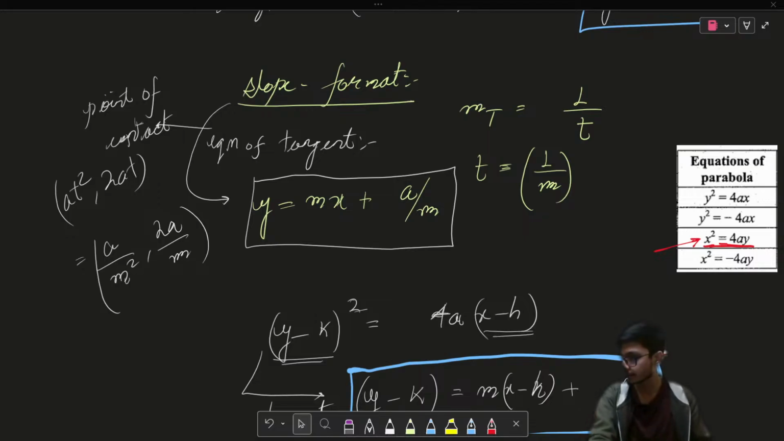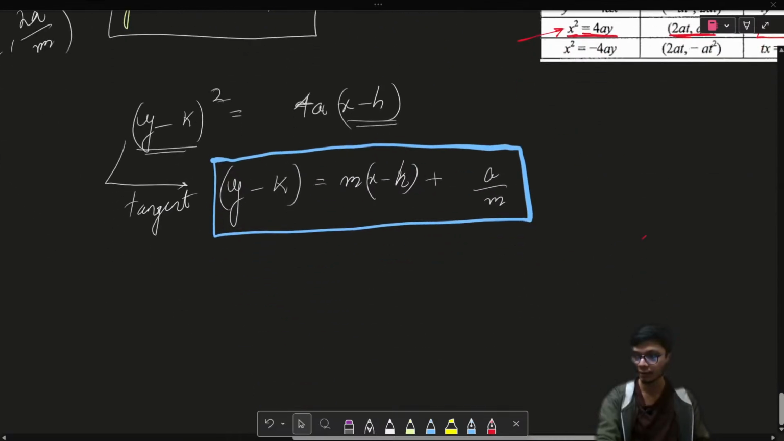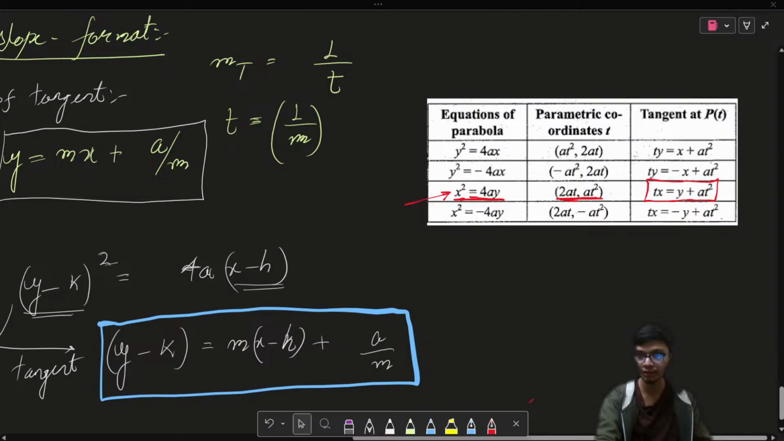Is it clear Rashmi Piya? Is it clear to all of you? Is this part clear? Okay, so I hope you have taken down these things.